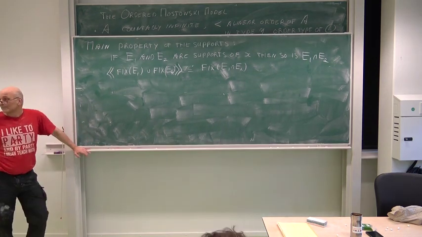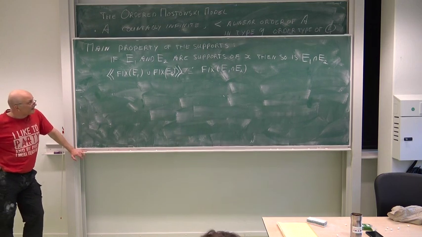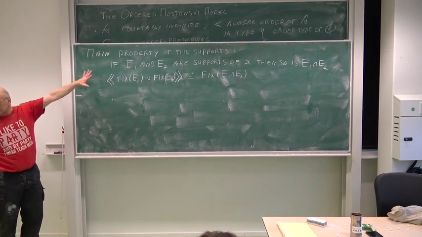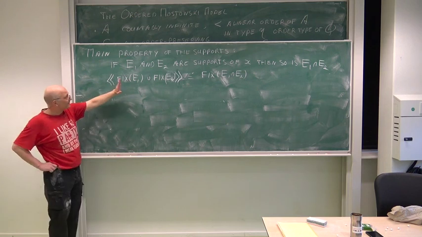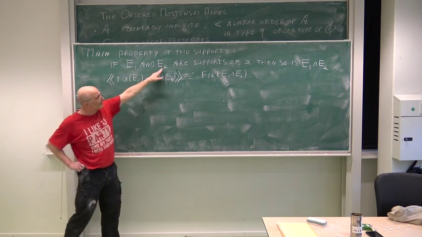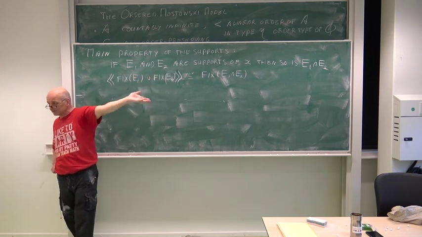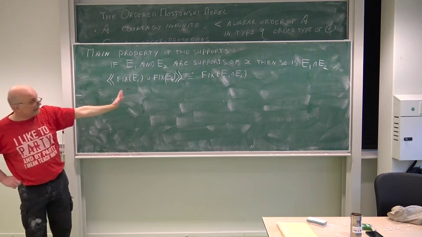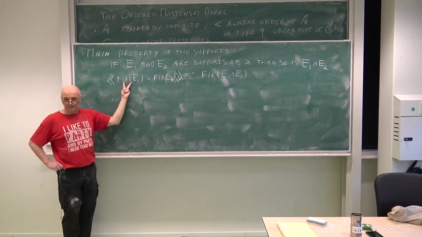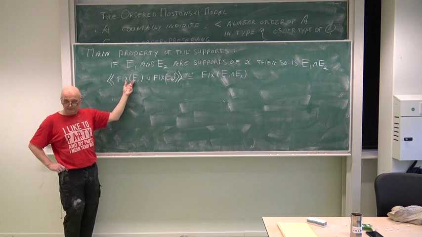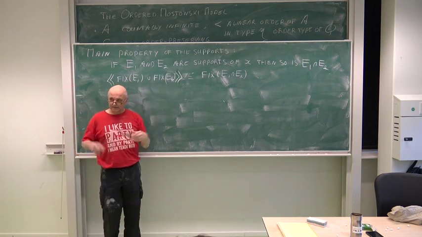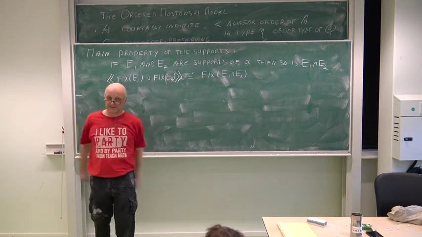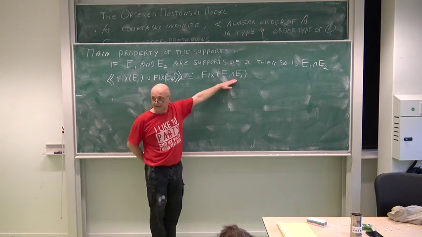Is this true in general or only for finite sets? For finite sets and in this particular case. E1 and E2 are supports, so they're finite sets. And if I take both the fixed subgroups, take the union and let it generate another subgroup, I get exactly this.